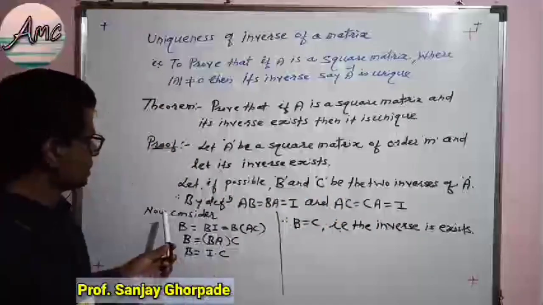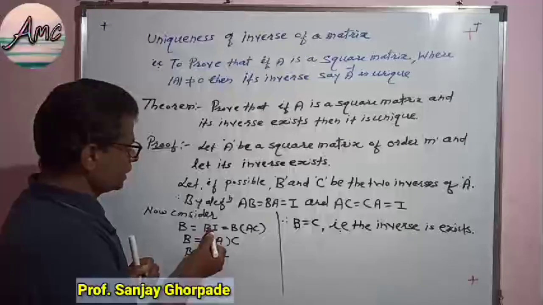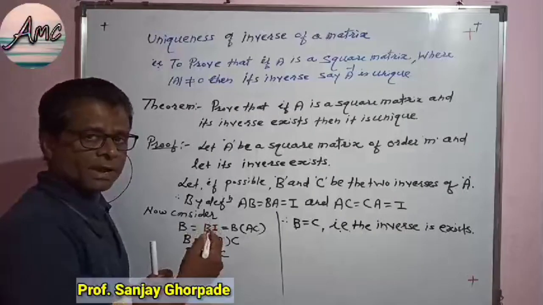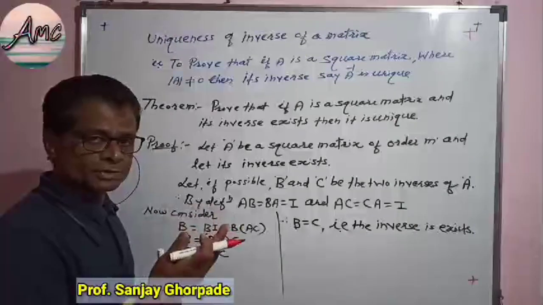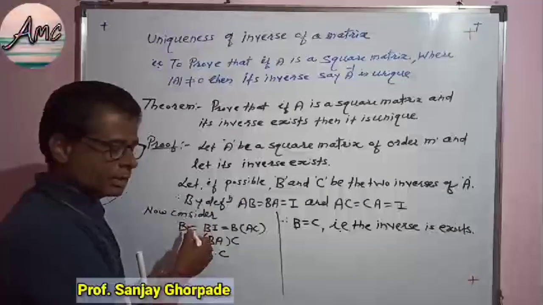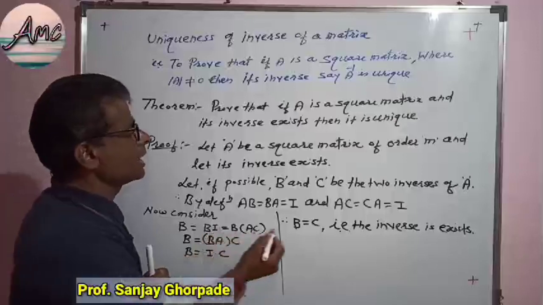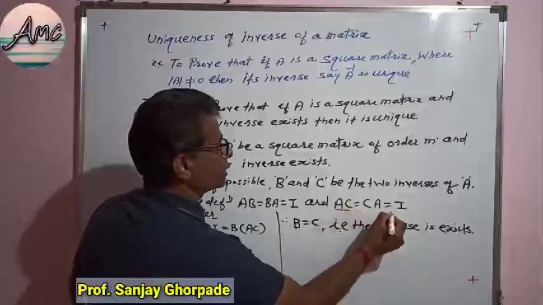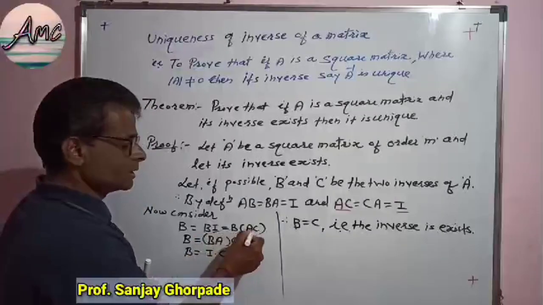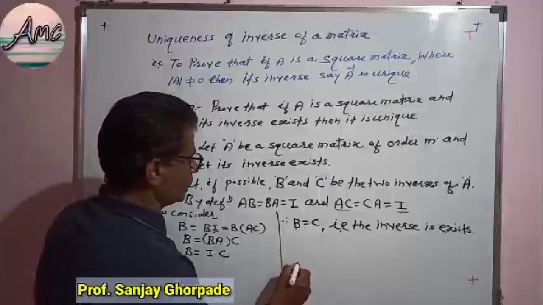Now consider B equal to B into I. So B into identity matrix is equal to what? The matrix B only. If you multiply the identity matrix to any matrix, the answer will be that matrix only. So like that, B into I is nothing but B only. So consider B can be written as B into I. But what is I? I is AC. So this I is replaced by AC.